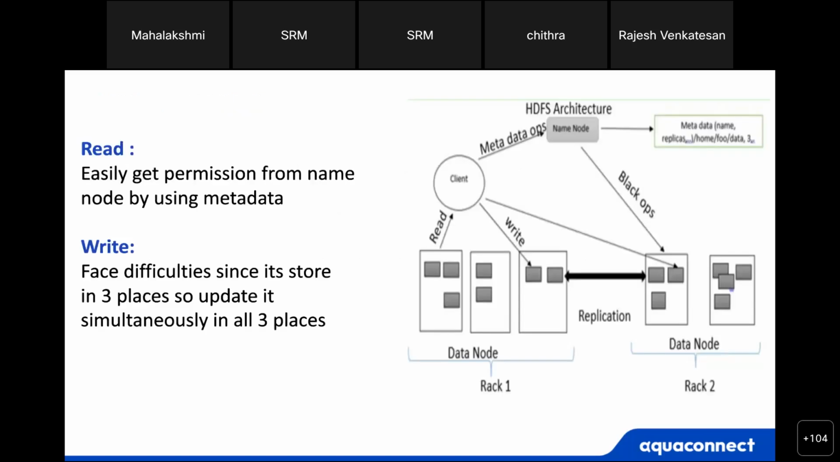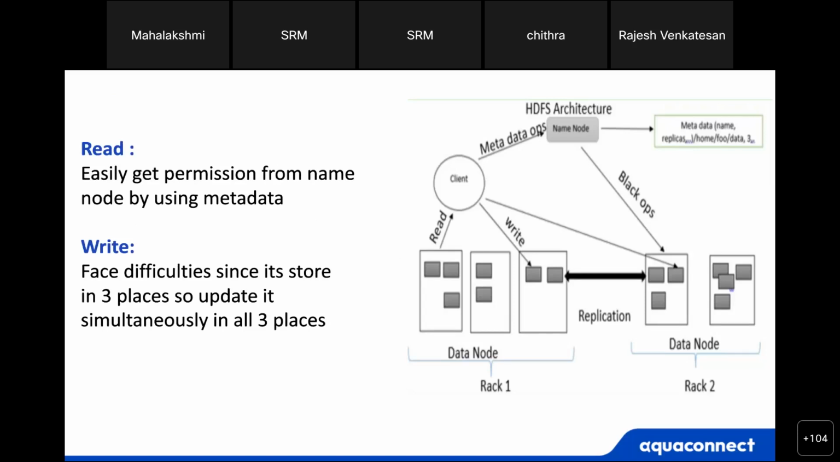So finally, in HDFS, we see the read and write concept. When a user wants to read any kind of file, he gets the permission from the name node. Using the metadata, the name node understands which file is stored where, and gives the IP address to the user. Using that IP address, the user is easily able to read the data.